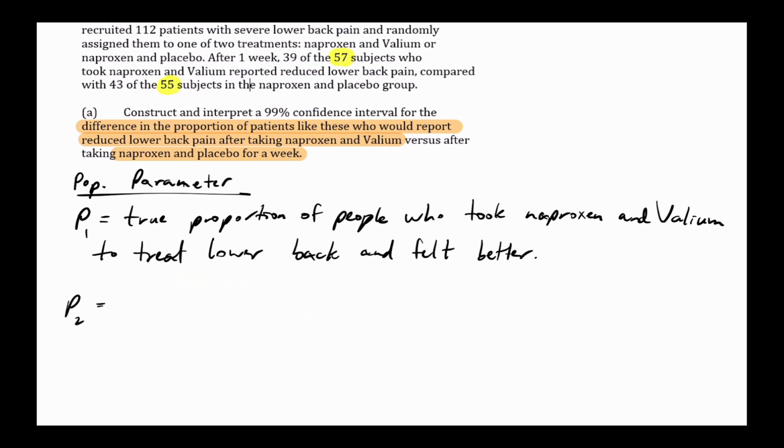Now, who was the second group? If that was the first group, who was the second group? In other words, what's the difference between the first group and the second group? Okay, so how would I word the second group? The true proportion of people who took the placebo and naproxen to treat the lower back and feel better. So it sounds like you use a lot of the same words. How many new words did we have?